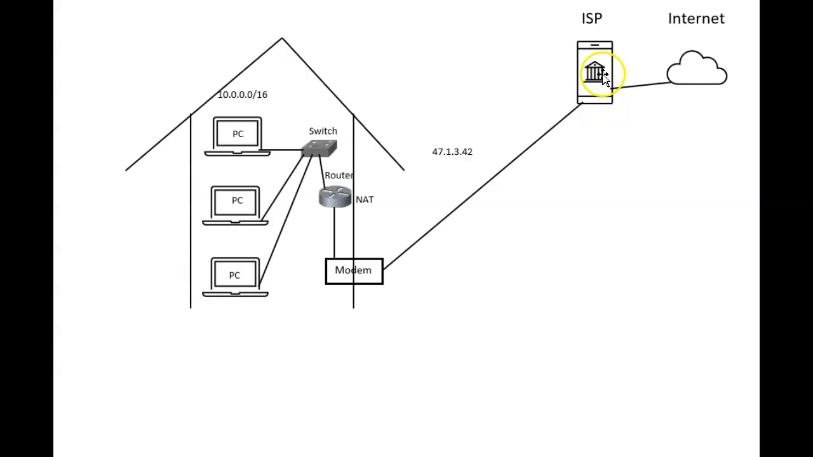So think about the fact that any PC out here on the internet does not know my final address. It does not know about 10.0.0.1 here. All it knows is 47.1.3.42. So it's actually hiding my IP addresses on these PCs from the outside world.